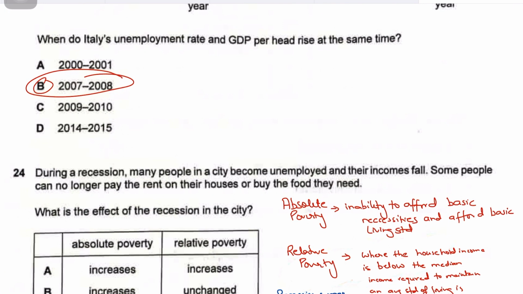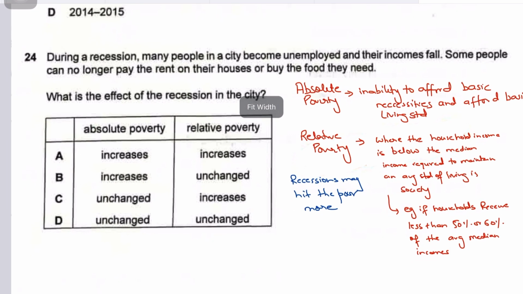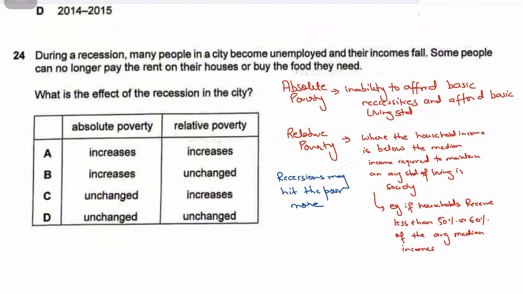Question number 24 says, during a recession, it's a good question, 24. During a recession, many people in a city become unemployed and their incomes fall. Some people can no longer pay the rent of their house or buy the food they need. What is the effect of a recession? Now they've given in a table two columns, absolute and relative poverty. First, we need to understand what they are.